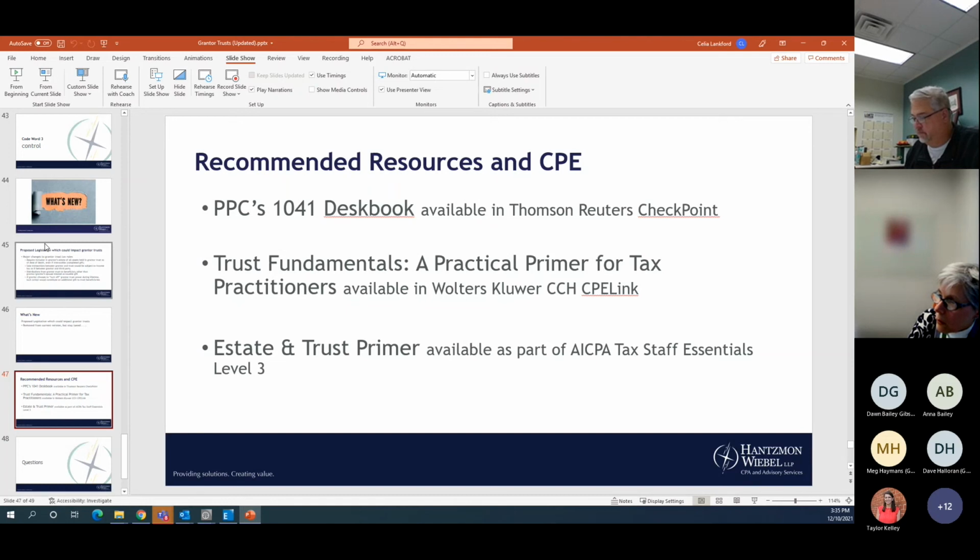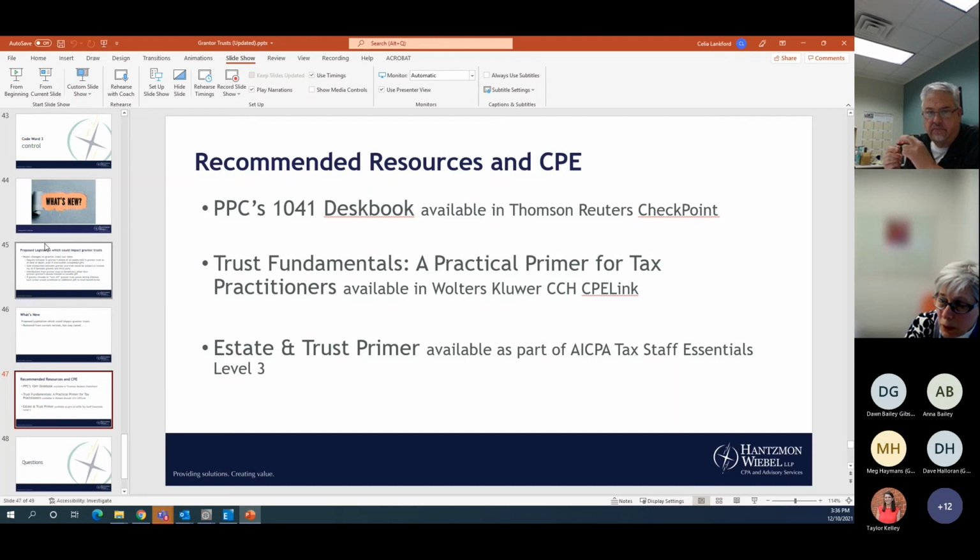In Wolters Kluwer CCH, there's a self-study CPE link called Trust Fundamentals. I think it's a very good primer for tax practitioners. And then the Estate and Trust primer that's part of the AICPA Tax Statute Essentials Level 3. All 3 of those I think are very useful, and I would recommend them if you want some more information.